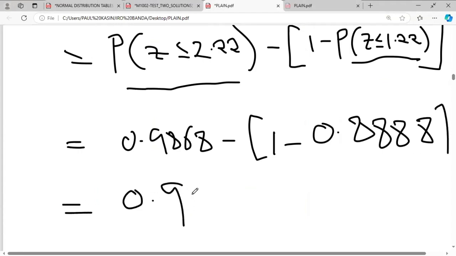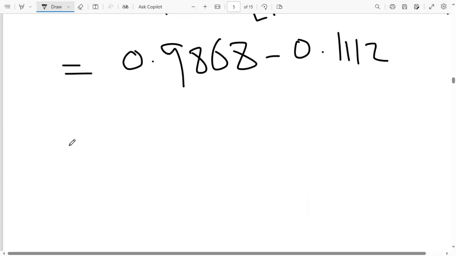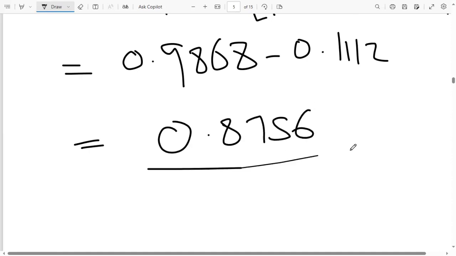So 0.9868 minus, this will be 1 minus 0.8888. So 1 minus 0.8888 is going to give me 0.1112. Then let's subtract these two. So 0.9868 minus 0.1112 is going to give me 0.8756. So this one here is our final answer.